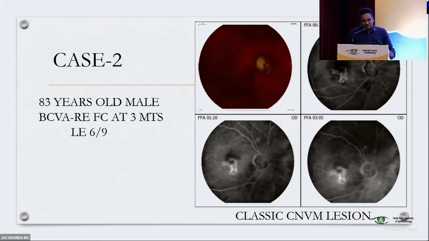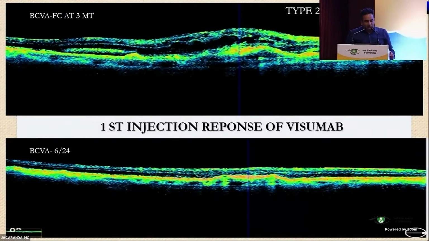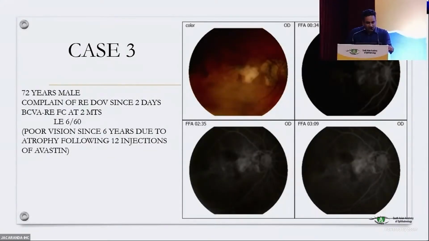A classic CNVM lesion on FFA, a type 2 lesion on OCT with intraretinal fluid and CNVM lesion. First injection response of Vizumab showed us improvement in vision to 6/24, the lesion almost flattening and the fluid almost resolving. Now, case 3, 72-year-old male, complained of right eye diminution of vision since 2 days.